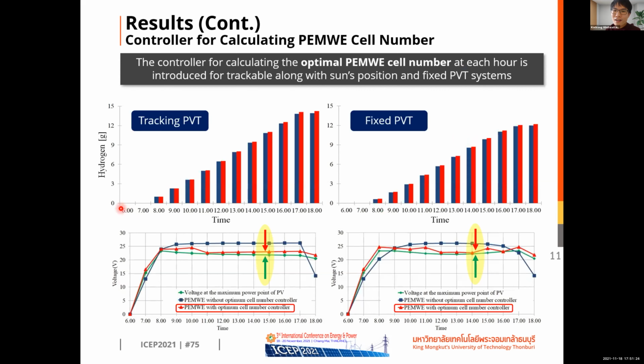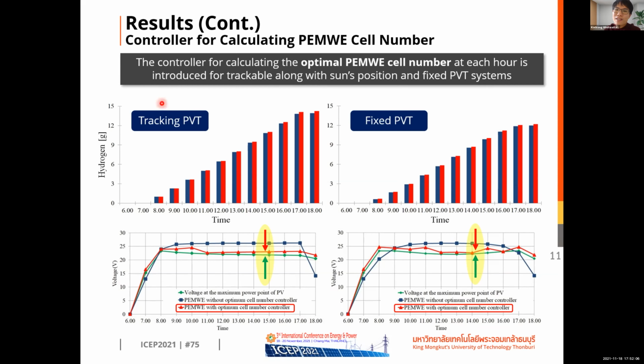Then we ran it along 1 day. We used 2 simulations for the tracking PVT and the fixed PVT in our study also. After we get information on the impact of the cell number and cooling water flow rate, we introduce our novel controller to calculate the optimal water electrolysis cell number for every hour in our simulation. Then the cell number can vary throughout the year to increase the overall efficiency. This is our objective as well.